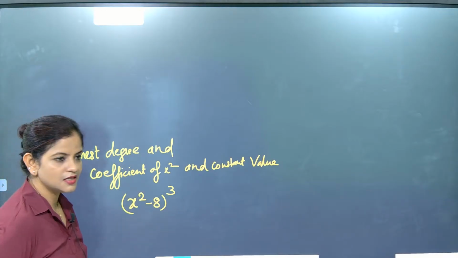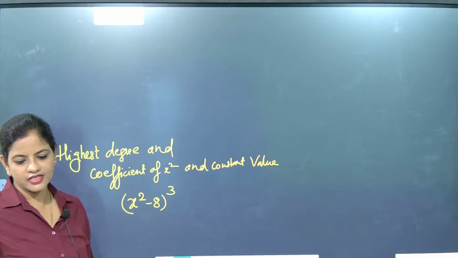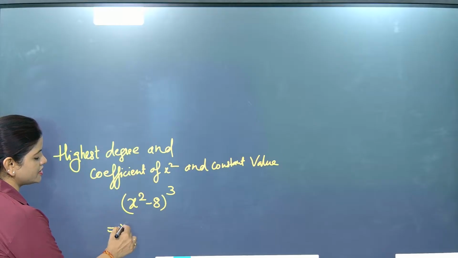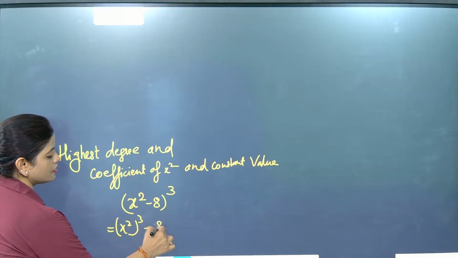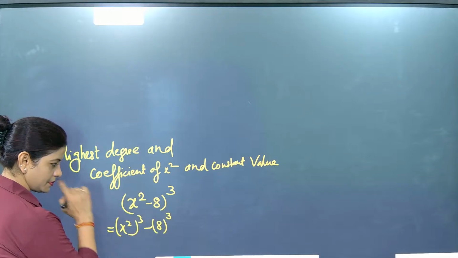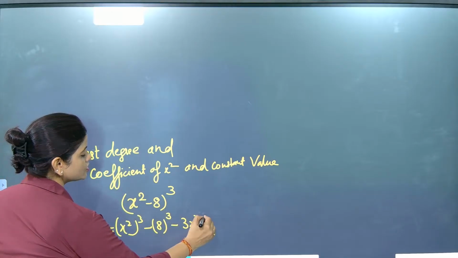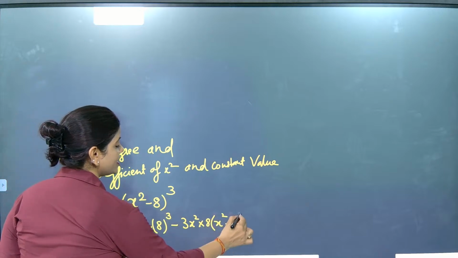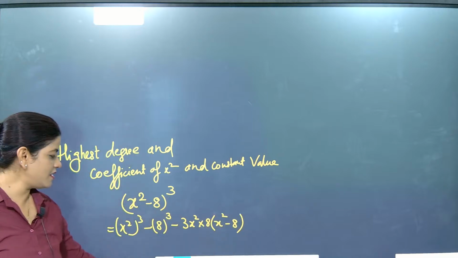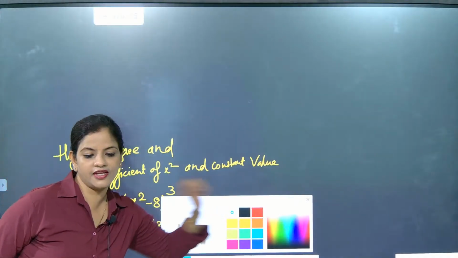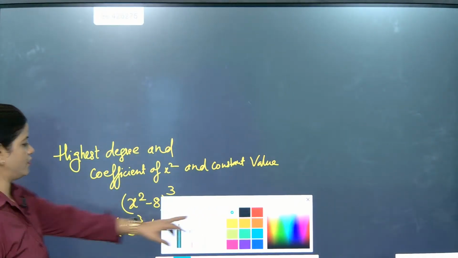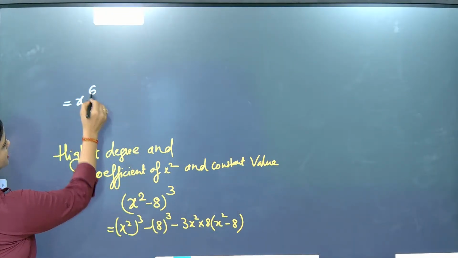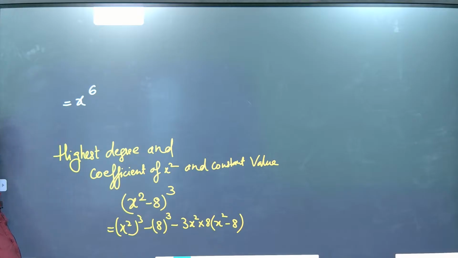Highest degree is 6, absolutely correct, but late. Say fast. So first what we will do with that? Say fast, Harish. A cube, then we have minus 3x square into a, and then x square minus a. Tanisha, one time more you need to check the answer. Over here will come x to the power 6. That's absolutely correct. The highest degree is x to the power 6.